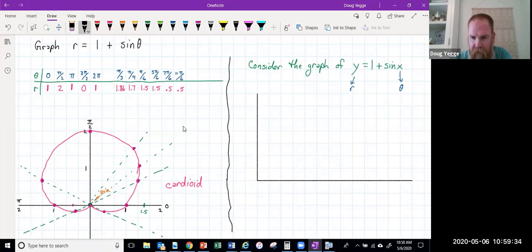Okay, so let's say that this is 2 pi. Half of that is pi. Half of that is pi over 2. Halfway in between here is 3 pi over 2. And there we go. So how do I graph y equals 1 plus sine x?